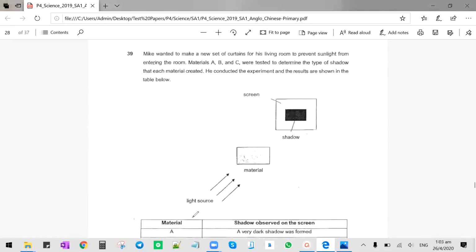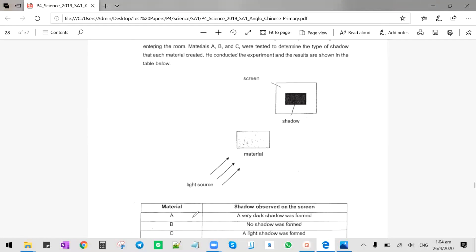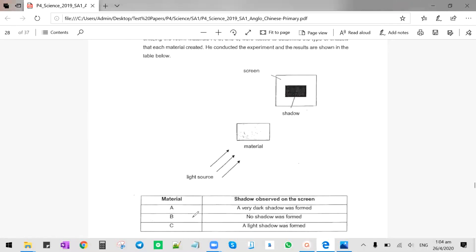Mike wanted to make a new set of curtains for his living room to prevent sunlight from entering the room. Materials A, B, C were tested to determine the type of shadow that each material created. He conducted the experiment and the results were shown in the table below. Material A, B, C. A very dark shadow was formed. No dark shadow was formed. A light shadow was formed.